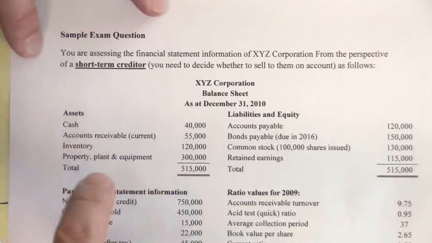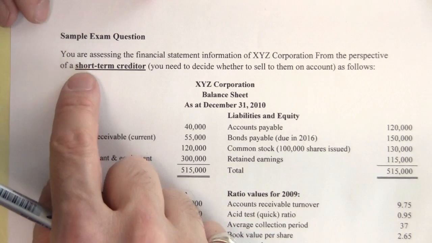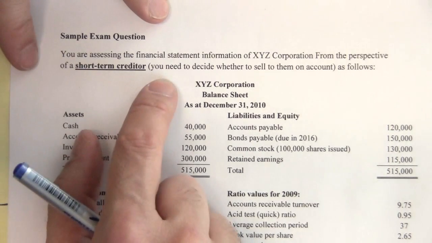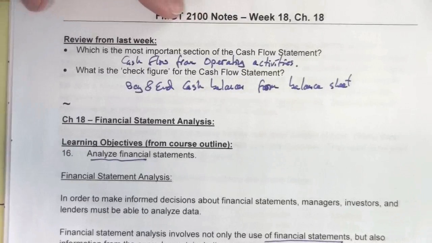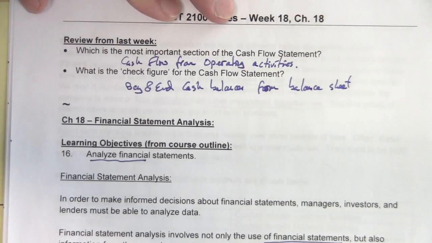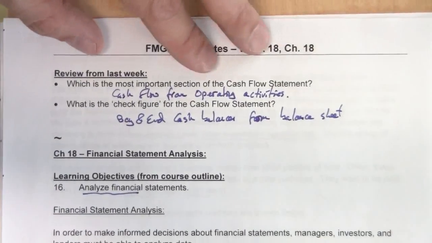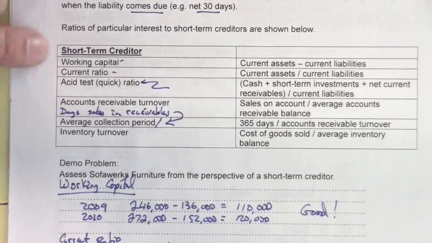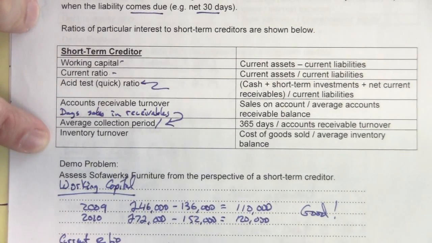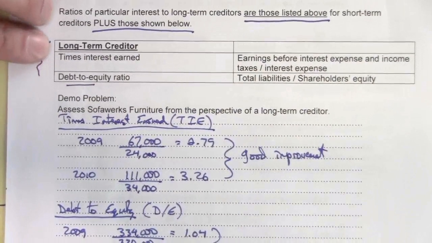Now, you're assessing financial statements of XYZ Corporation from the perspective of a short-term creditor. Okay, so when we talk about perspectives, if you look at the notes that Matthew prepared, I think Tom has them on his share-out drive, as does Matthew. These are the Chapter 18 notes. First page looks like that. If you go to page 9, you will see that there's a bunch of ratios that are of particular interest to a short-term creditor.